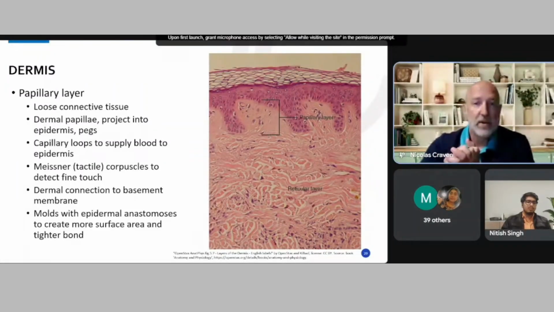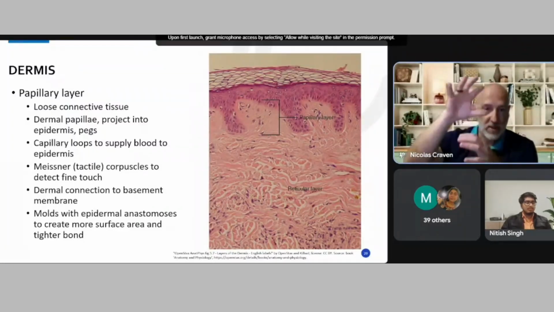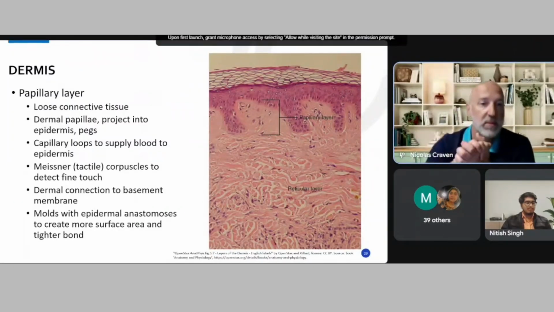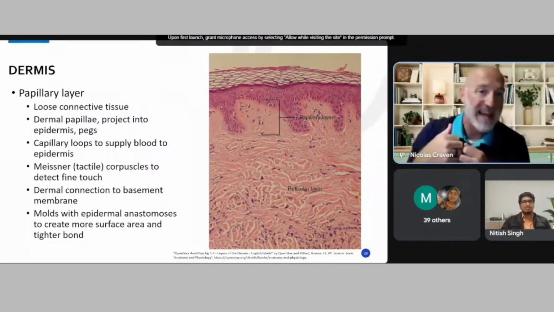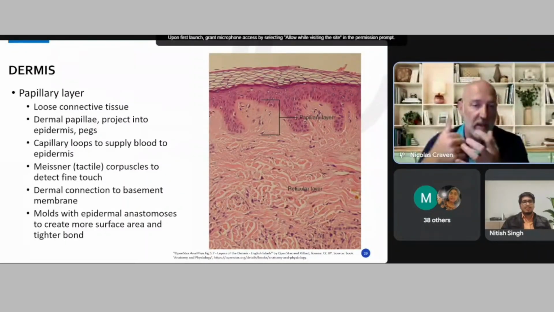The capillary loops, excuse me, are in the papillary layer, and they circle up towards the pegs, the part that comes down from the epidermis, but that's where the blood supply comes from to then reach the epidermis. The cells within the papillary layer of the dermis are called Meissner corpuscles, or tactile corpuscles. They're also helping us with fine touch and feeling and whatnot. I mentioned before it's the dermal connection between the basement membrane, or that area around the junction between epidermis and dermis.